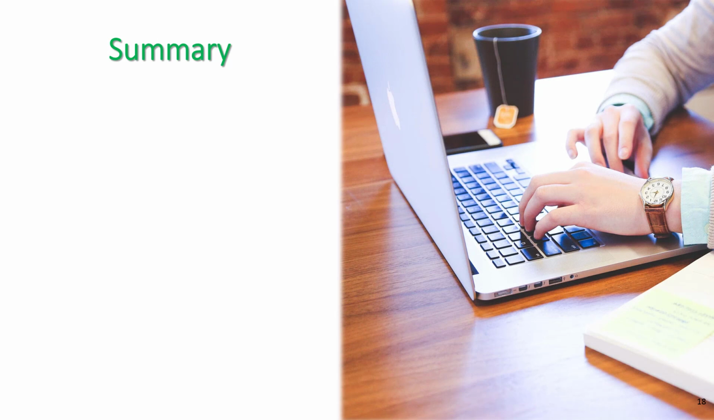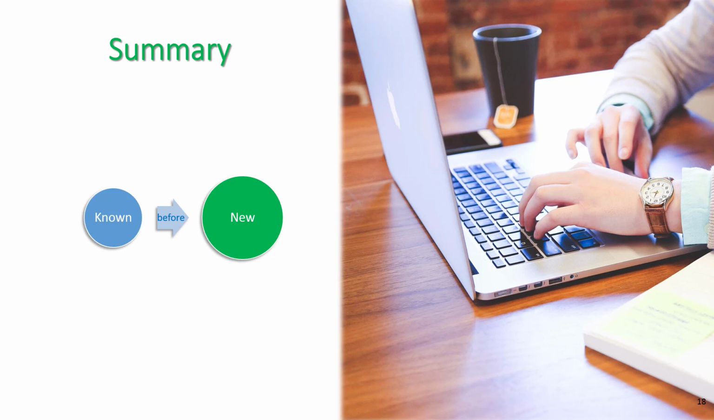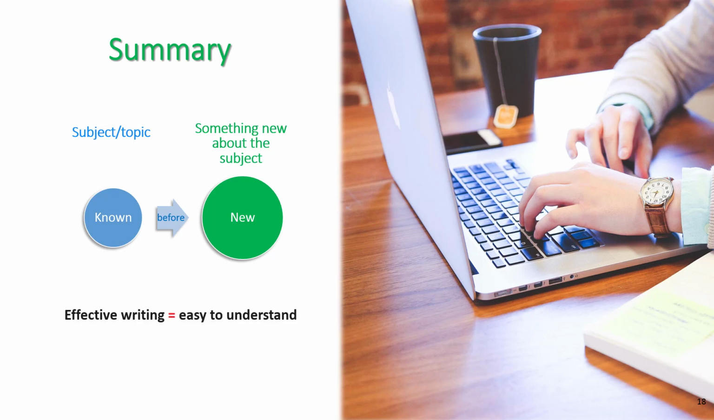In summary, readers expect known information to come before the new information. It makes comprehension easier for them. Known information is usually in the subject of the sentence, and the new information tells the reader something new about this subject. One way to revise your own writing to make it more effective is to revise your information flow. Remember that effective writing is easy for readers to read and easy to understand.